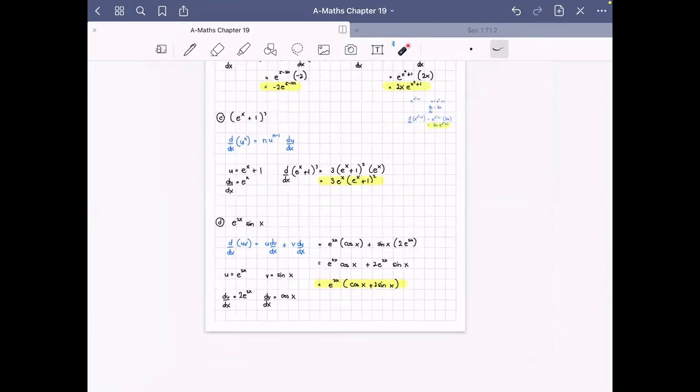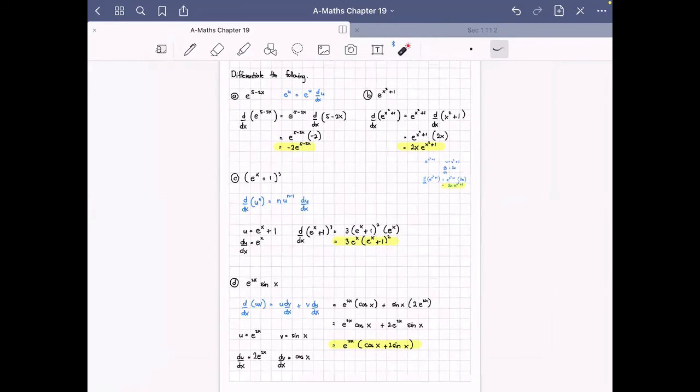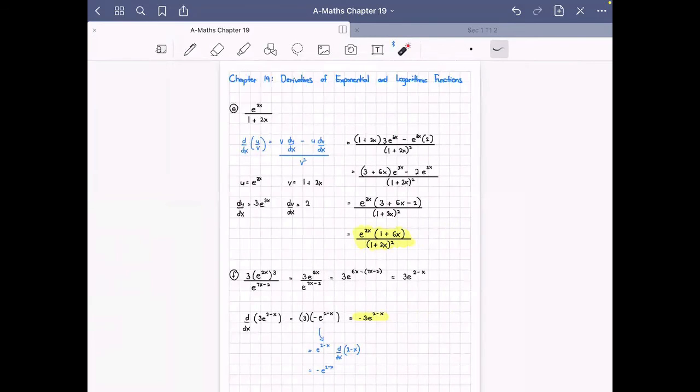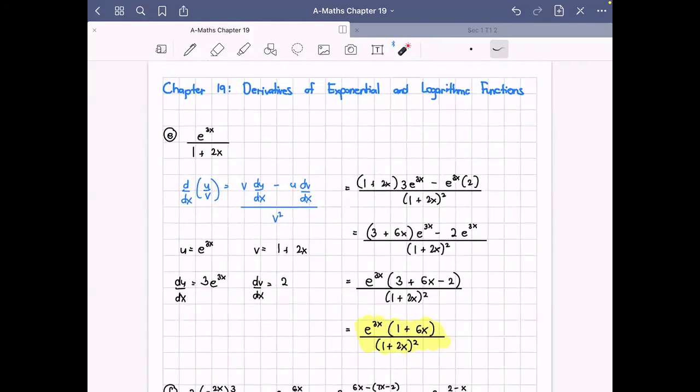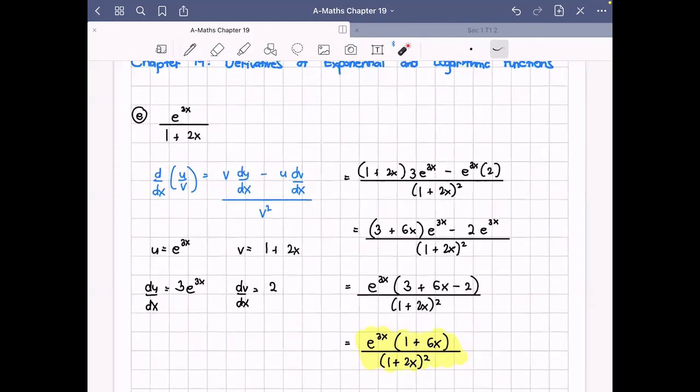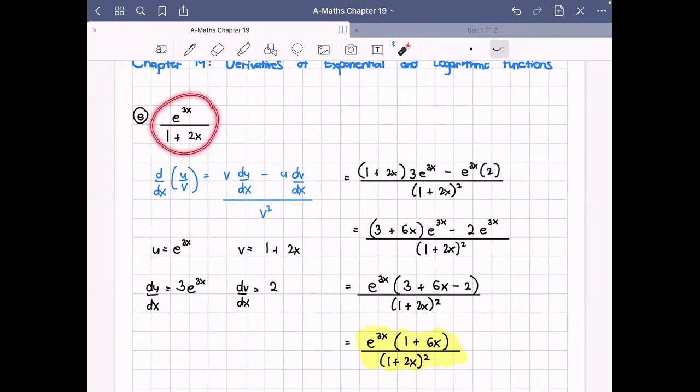So we are doing exponential and trigonometric on this question here. And then maybe the last two examples. Okay. So basically, this is quotient rule because this is a division. And then this is your formula again.